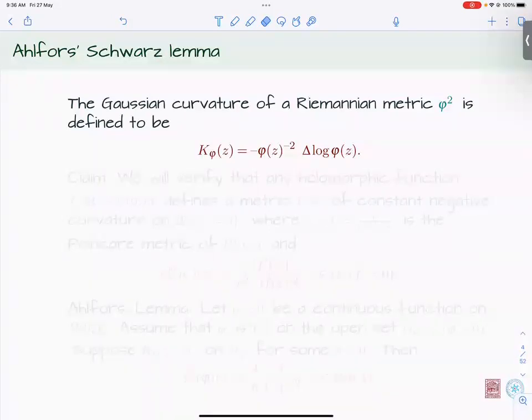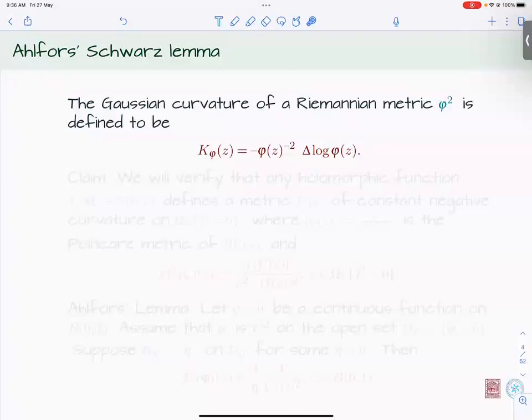Now, for simplicity and not to get into way too much language and terminology, we will take the Gaussian curvature to be simply the expression p(z) minus 2 delta log p(z), where this delta is really d squared over dz dz bar.